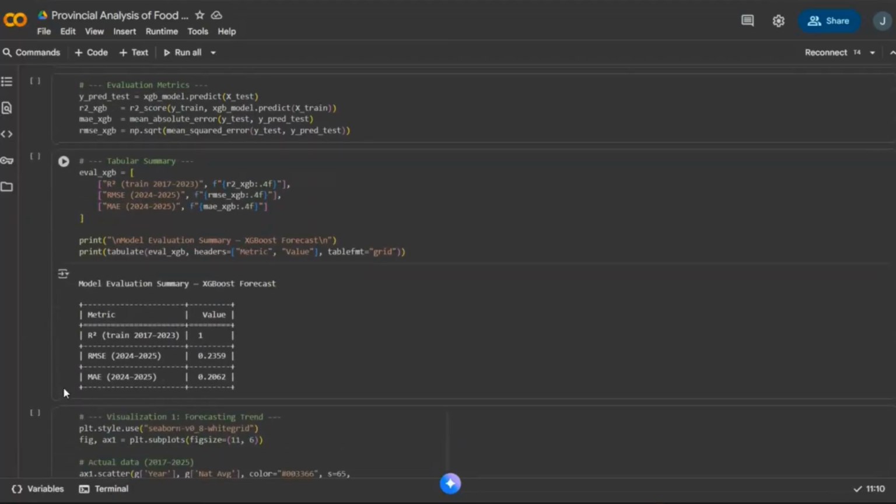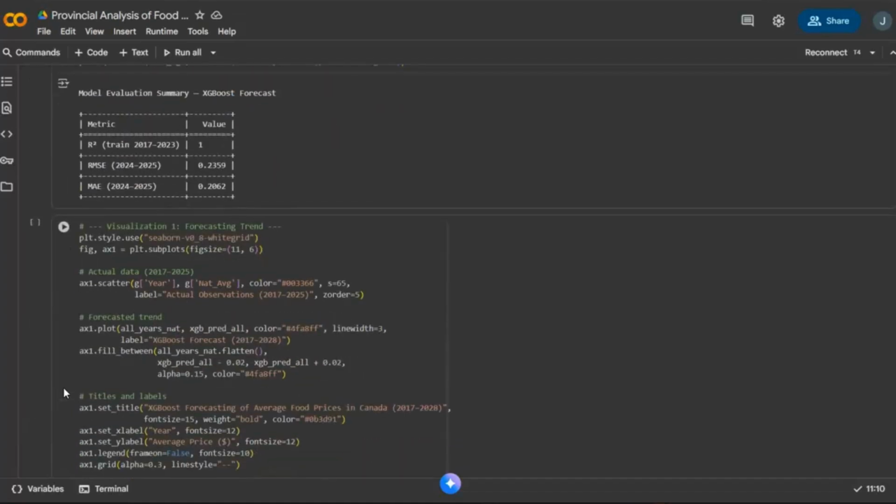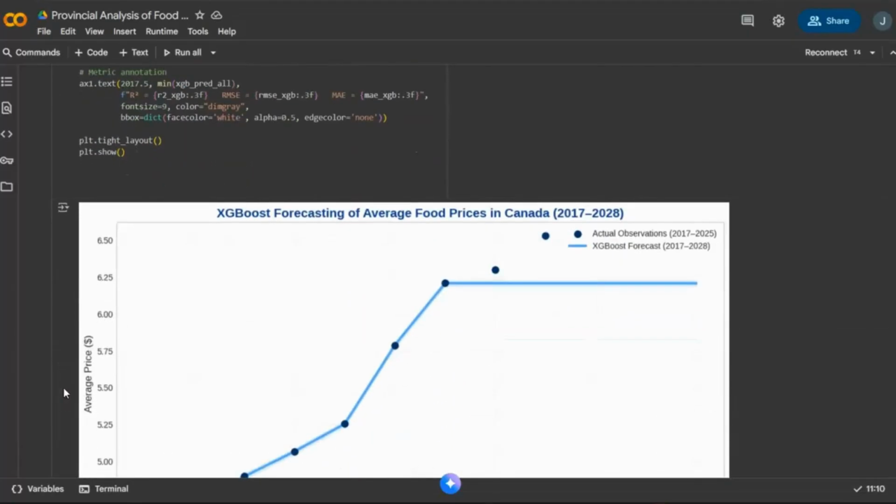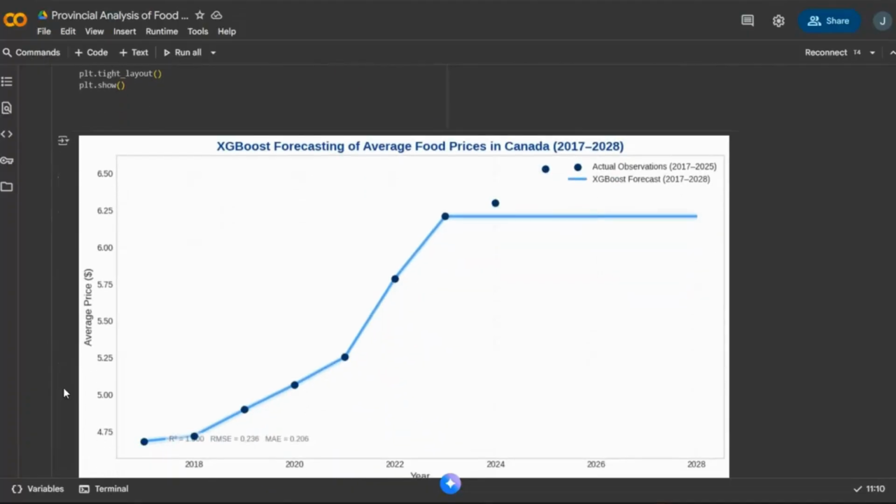The model achieved R-square of 1, indicating a perfect training fit. But we recognize this as slight overfitting. Still, it revealed that inflation patterns were strongly determined by the time variable. There wasn't much randomness left unexplained. The feature importance chart confirmed that year and province were the dominant predictors, reinforcing our EDA insights.